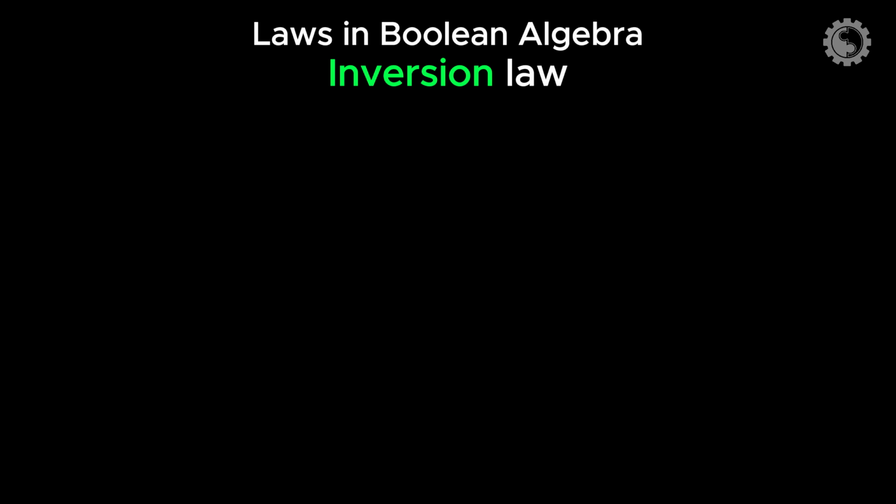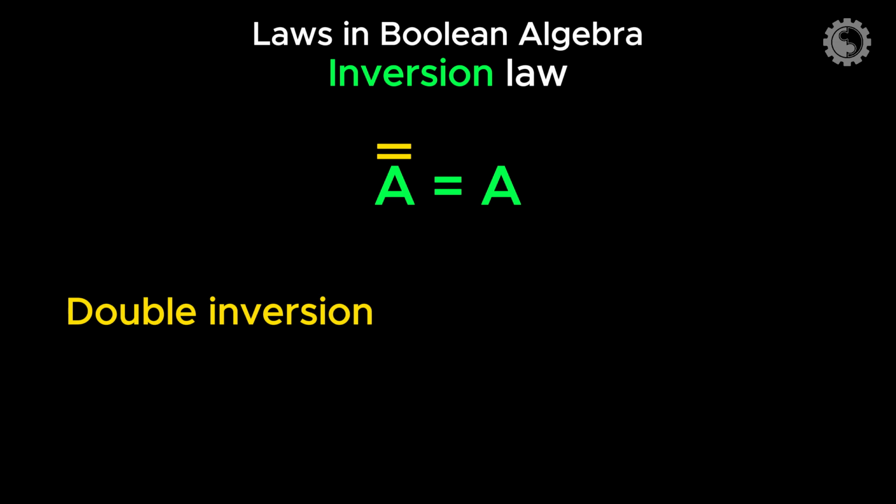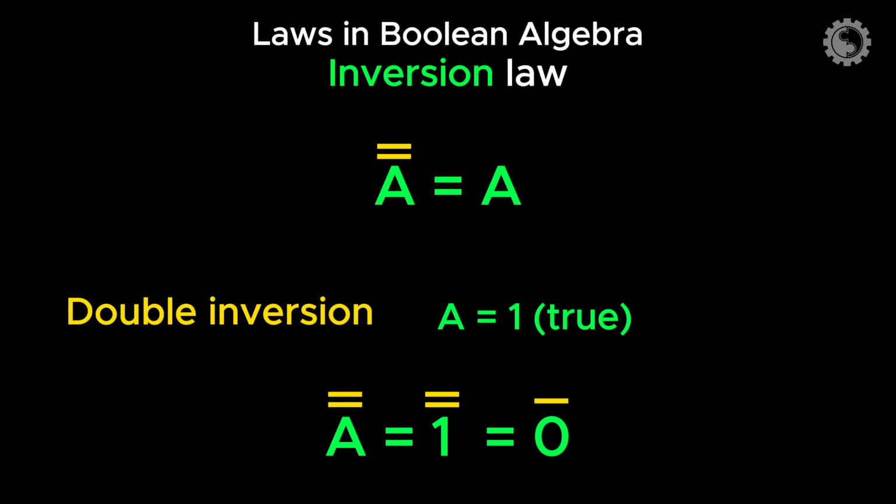Next, inversion law. In Boolean algebra, the inversion law states that the double inversion of a variable results in the original variable itself. It is the double inversion of A equals A. Double inversion means if we assign A the true value 1, it flips to 0 and again flips 0 to 1.